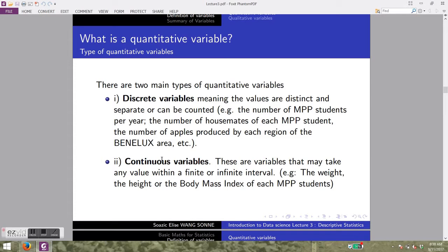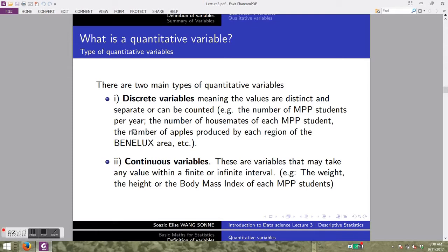So the year is my observation, and the variable that I'm measuring here is the number of MPP students in each batch over the past years. So for variable, you should know there is the word vary, so there is variation, right? This number is not the same over the past 20 years, and those numbers are my observations. So 136 in 2017, 132 in 2016, and so on and so forth.